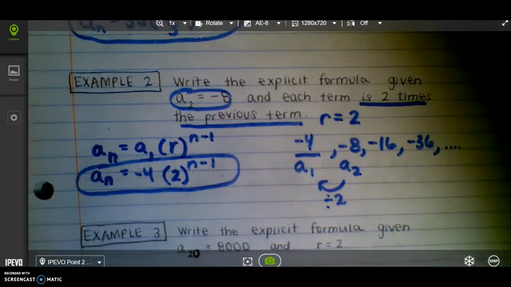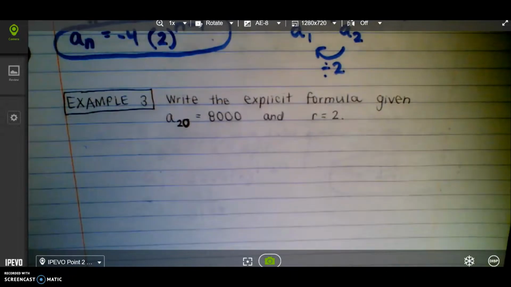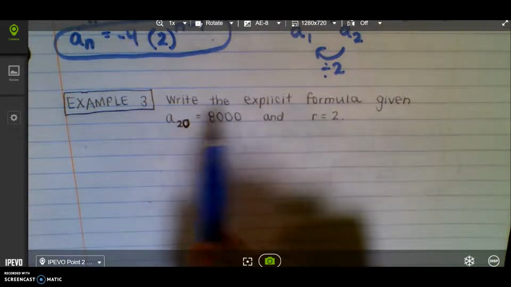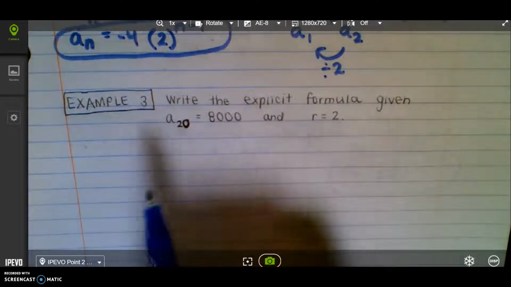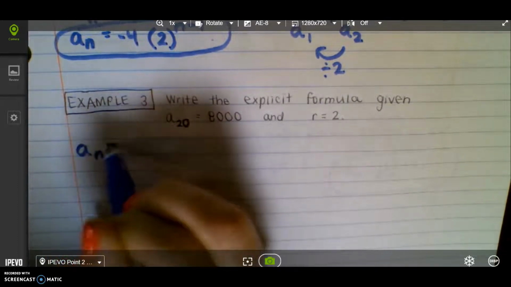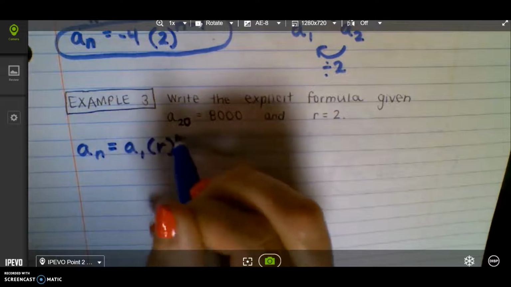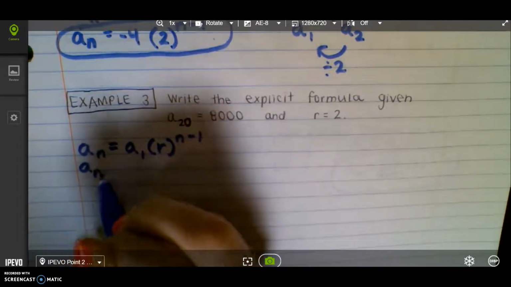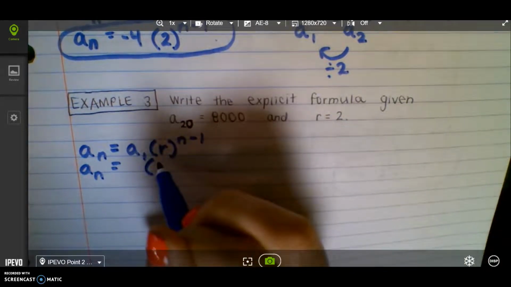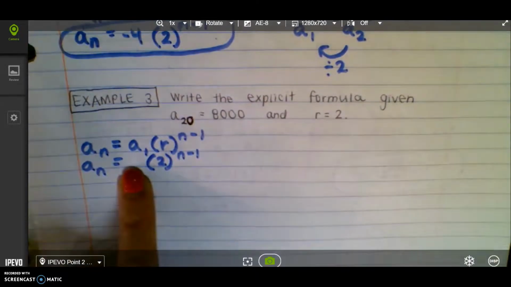Example 3. What if it's not so easy to find that first term by working backwards? What if the term they give us is a sub 20 equals 8,000, and they tell us the ratio is 2? They want us to write the explicit formula. So I have a sub n equals a sub 1 times r to the n minus 1. I don't know what a sub 1 is, and I don't want to divide by 2 a bunch of times. But I do know the ratio is 2.